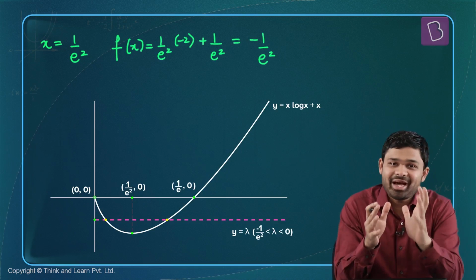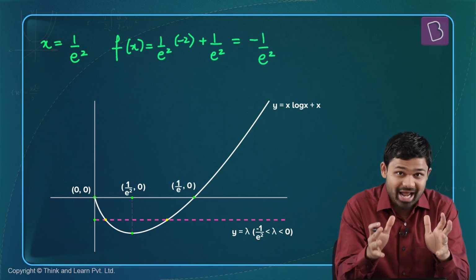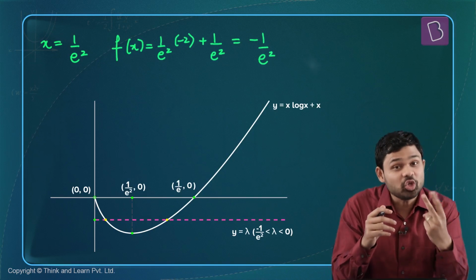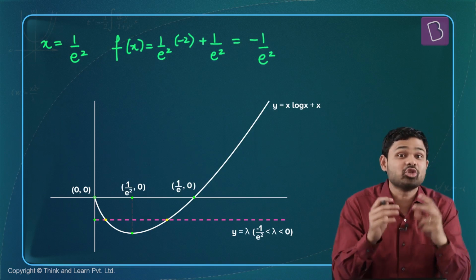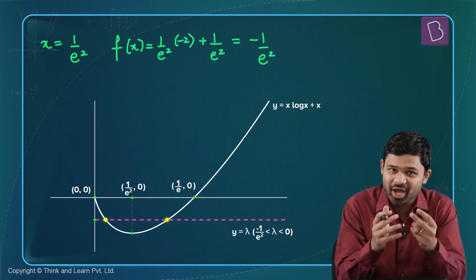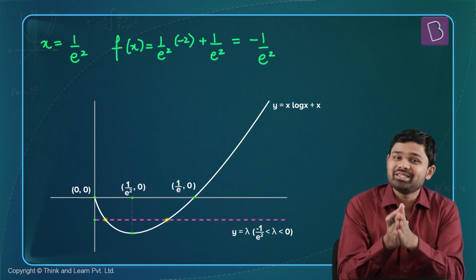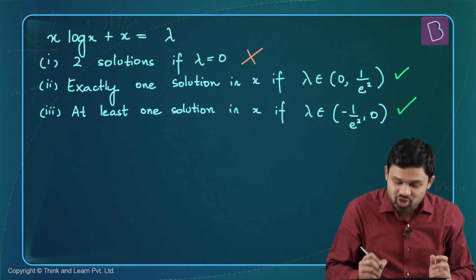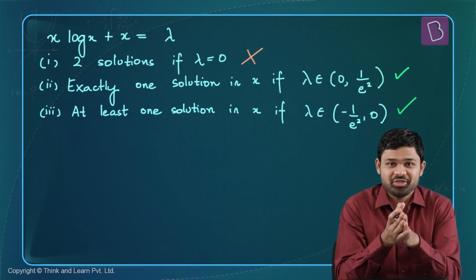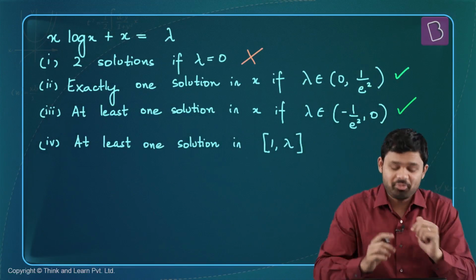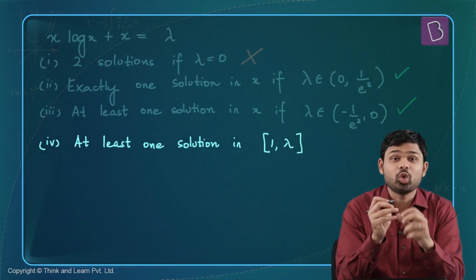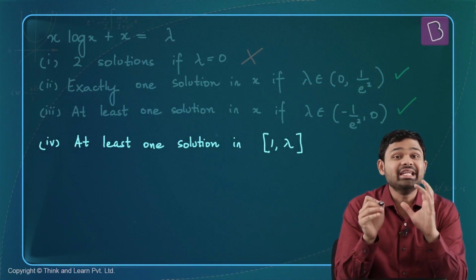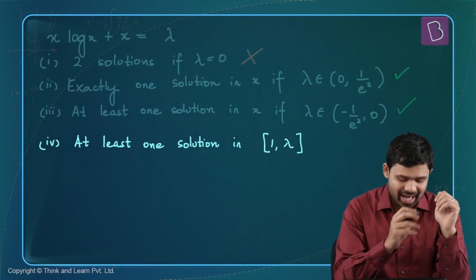So the interval minus 1 upon e square comma 0 for lambda, at every lambda value for this, you will find two y values corresponding. So there are two solutions to the equation when lambda is between negative 1 upon e square and 0. So this is also a correct answer to this question. So let's look at option D now. In option D, we are told that this equation has at least one solution in the domain 1 comma lambda.